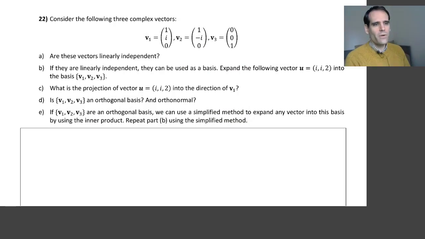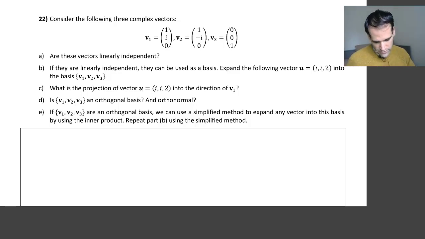So consider the following three complex vectors. This is now new for you. Now our vectors have i's in them, the square root of -1, so they are complex vectors. This means that every time we need to do the inner product, we will need to do the Hermitian inner product. Don't worry, we will see how this works.